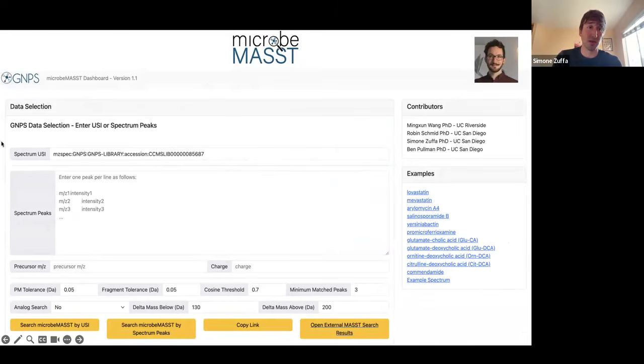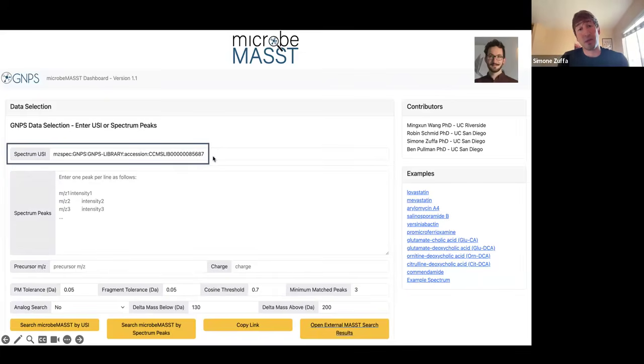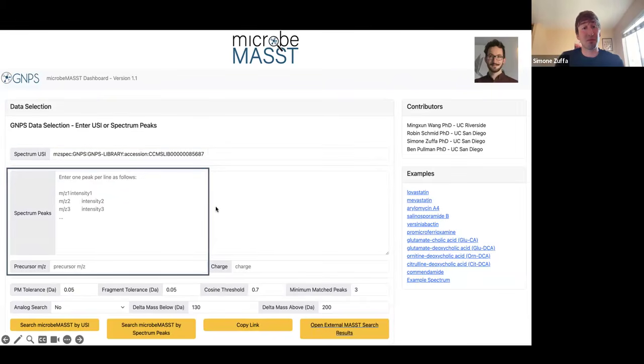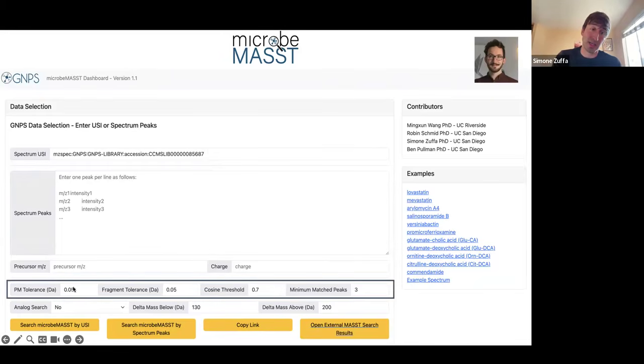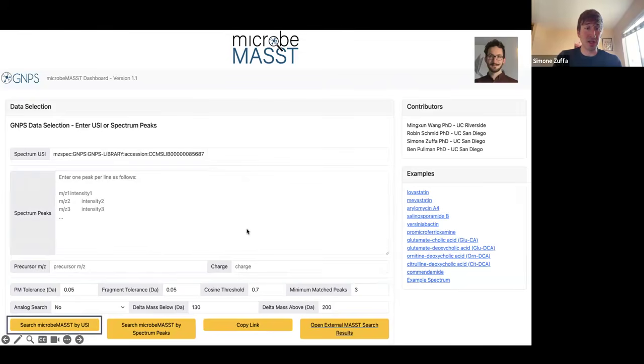When you open the web page, you will see this interface. You will be able to search for your MS/MS spectrum either by inputting a universal spectrum identifier, which, if you are not familiar with it, is basically the equivalent of a URL, but for MS/MS data that has been deposited in a public dataset. Or you can go more traditional and copy and paste your MS/MS spectrum in this window. Then you just have to define some search tolerances, and then click search by MicroBMASST, or search by USI in case you have inputted a USI.